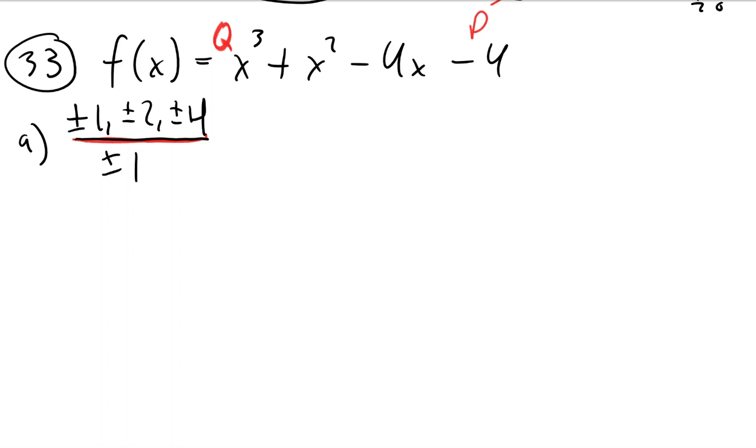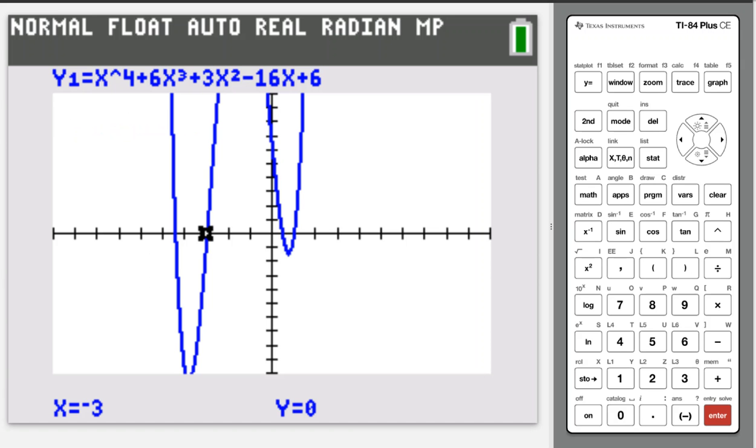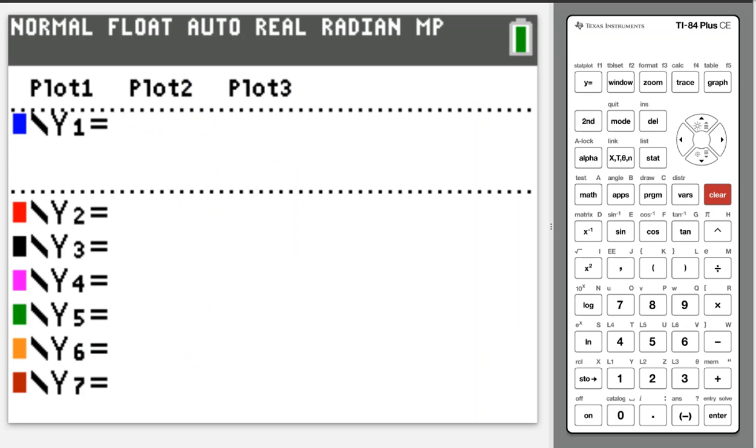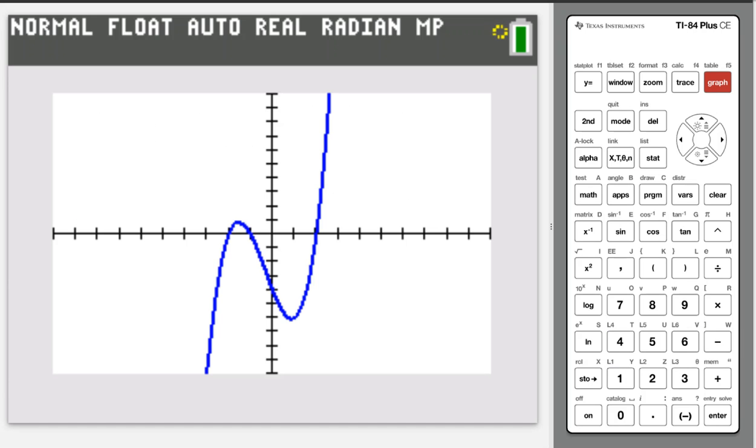Part B, sketch the graph of f so that some of the possible zeros in part A can be disregarded. And then C, determine the rest of the real zeros. Okay, so if we go to our calculator and graph this, okay, so we've got a general shape of the graph.